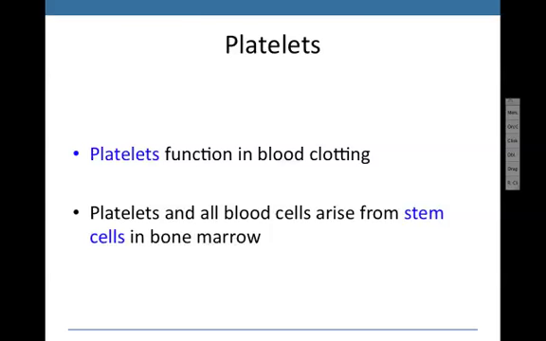Platelets are not cells. They are actually a chip off a stem cell that comes from the bone marrow. So a cell that was in the bone marrow broke off little pieces and puts those pieces inside the blood, and they function for clotting.